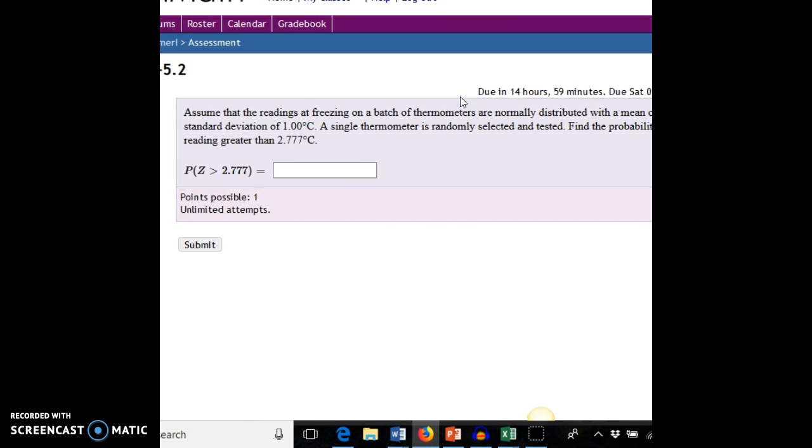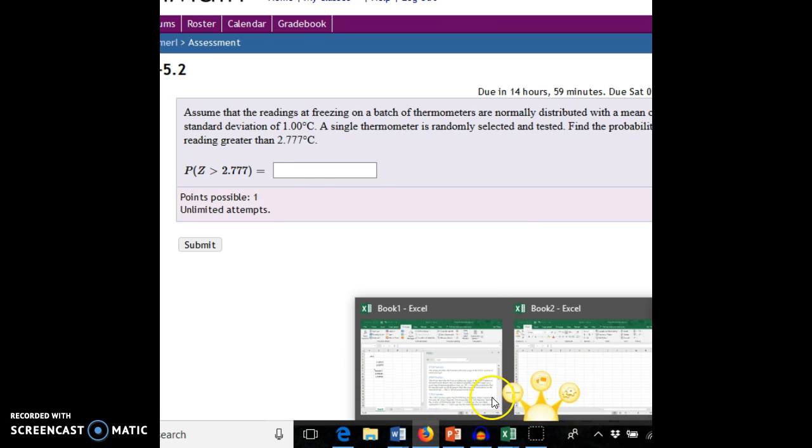All right, so this is our standard normal distribution, since it tells us it's normally distributed and the mean is 0 and the standard deviation is 1. And remember, that is the characteristic of the standard normal distribution, a mean of 0 and a standard deviation of 1. Now, normally when we look things up on the chart, we're looking for z-values that are less than 2.777. So we're going to have to do a little bit of extra work here to get greater than 2.777. But let's look up 2.777 using Excel to get a more accurate probability.